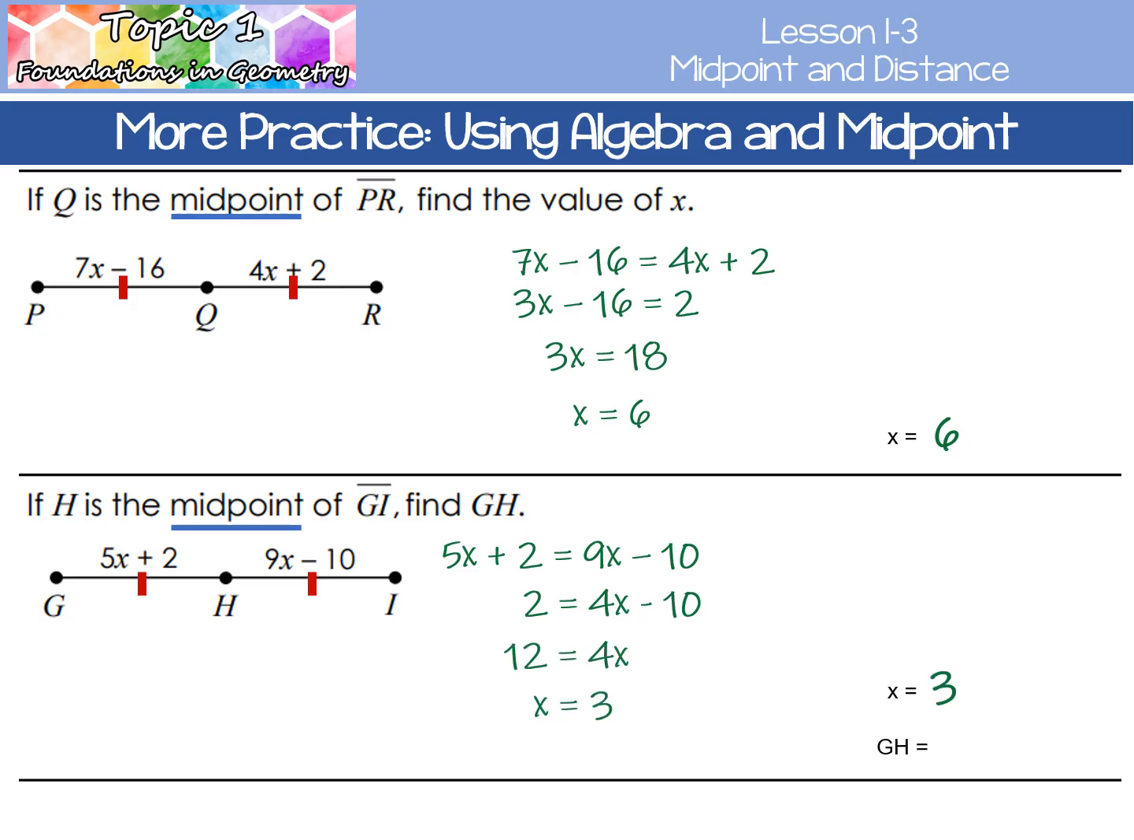We get x is 3, but we're not done. We need to find the length of segment GH. We have an algebraic expression for it. It's 5x plus 2, and we know x is 3. So we're going to plug 3 in place of x, and we get our answer of 17.